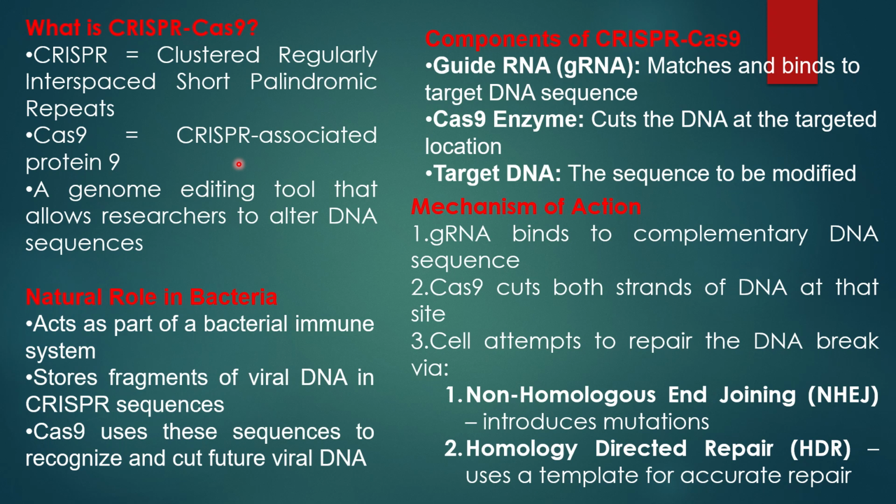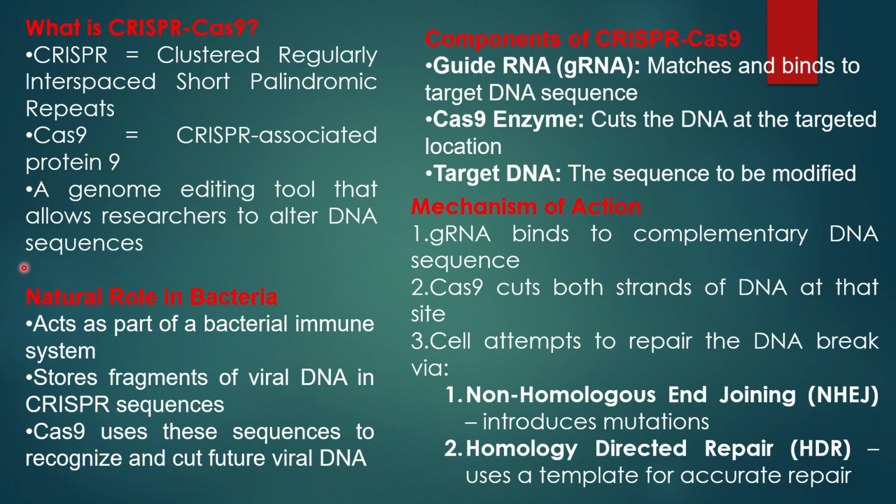But Cas9 does not just cut anywhere in the genome. There are certain specific sequences present on the target DNA, known as PAM sequences or protospacer adjacent motifs. They serve as tags, and near these sites Cas9 cuts the target DNA sequences. So CRISPR-Cas9 is what we call a genome editing tool that allows researchers to alter DNA sequences.